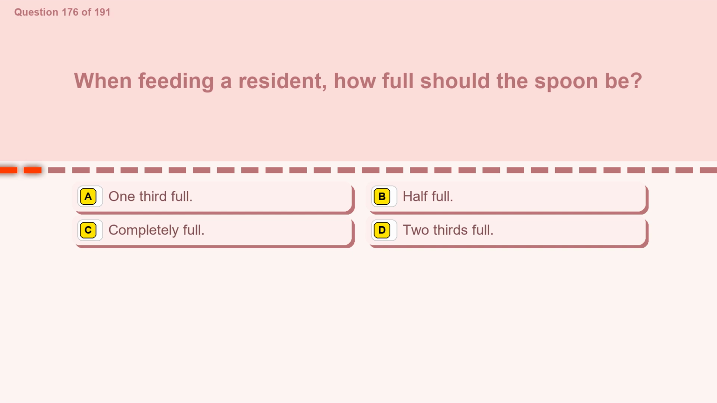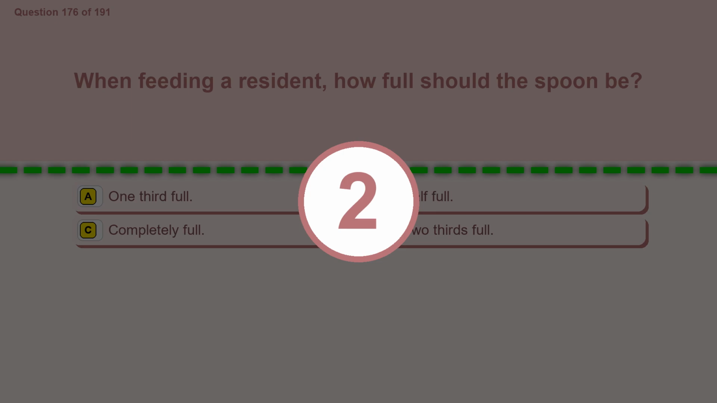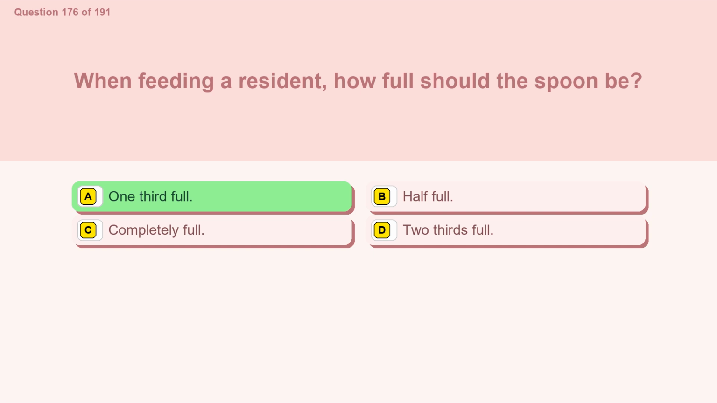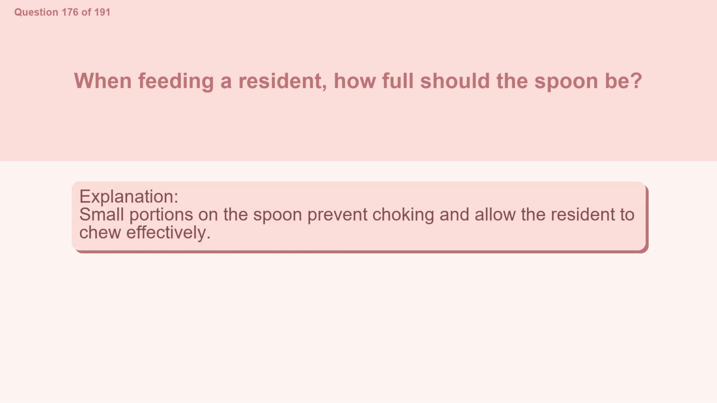Question 176. When feeding a resident, how full should the spoon be? Option A, 1/3 full. Option B, half full. Option C, completely full. Option D, 2/3 full. The correct answer is option A, 1/3 full. Small portions on the spoon prevent choking and allow the resident to chew effectively.